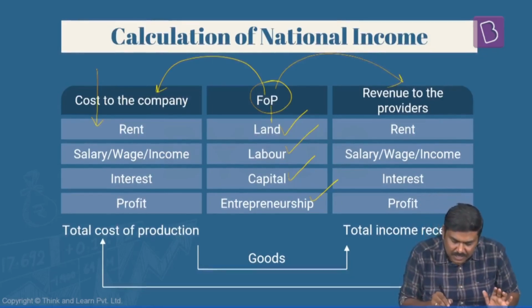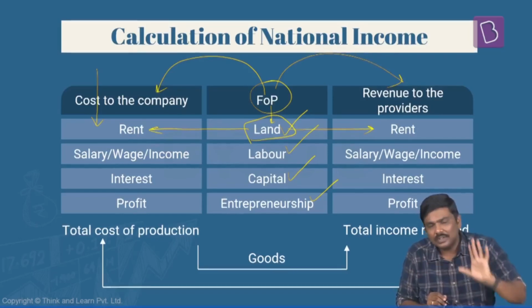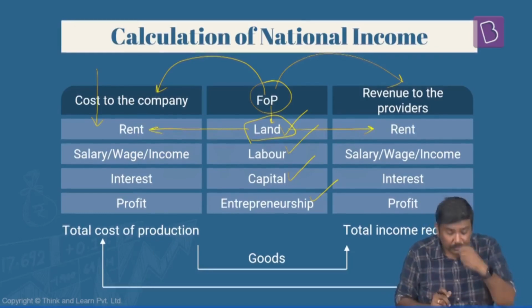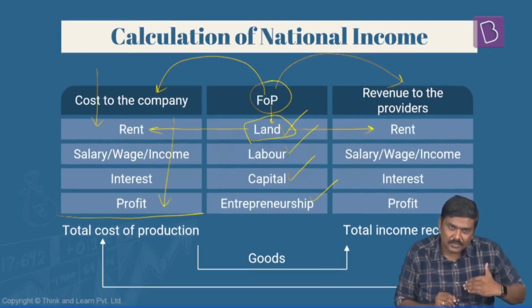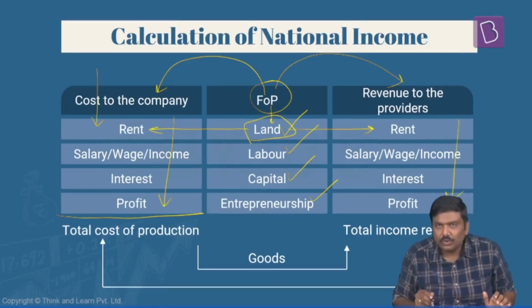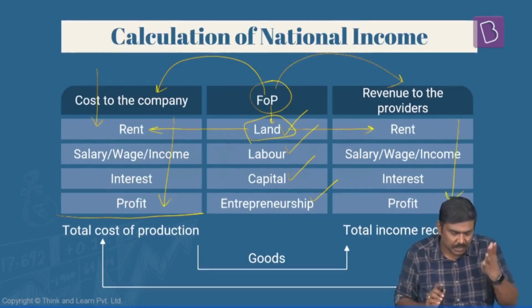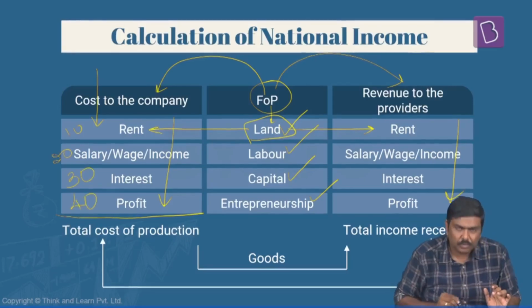For example, have a look at this. Imagine this particular company has taken land on rent, it will pay rent, and this becomes the revenue or income for the owner of the land. We already discussed this. I'm putting this in the form of a table. If you take the factor expenditures on the left hand side, they will be equal to whatever is the factor income generated on the right hand side. What do you mean by this? Imagine rent paid is 10, wages 20 rupees, interest 30 rupees, and profit is 40 rupees.